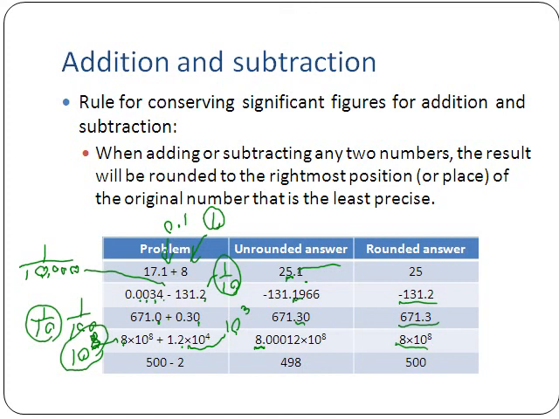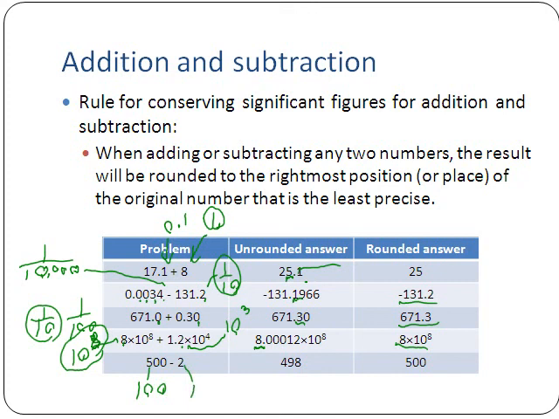Our final one that we have here is 500 minus 2. That's just 498. The 500 is rounded to what spot? Well, the last two zeros aren't significant because they're trailing and they're to the left of the decimal. So our last significant place is going to be the hundreds place. And for the 2, there's only one place it's got. It's going to be the ones place.